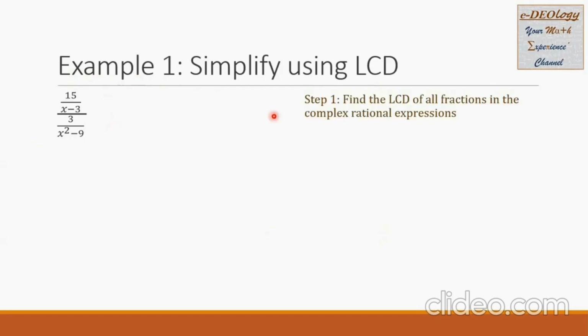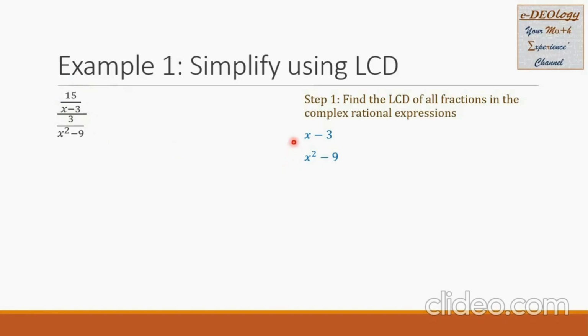Step 1 says, find the LCD of all fractions in the complex rational expressions. There is a fraction in the numerator. There is also a fraction in the denominator. First, let us collect all the denominators. So the x minus 3 is now here. The x squared minus 9 is now here. Let us find now the LCD.